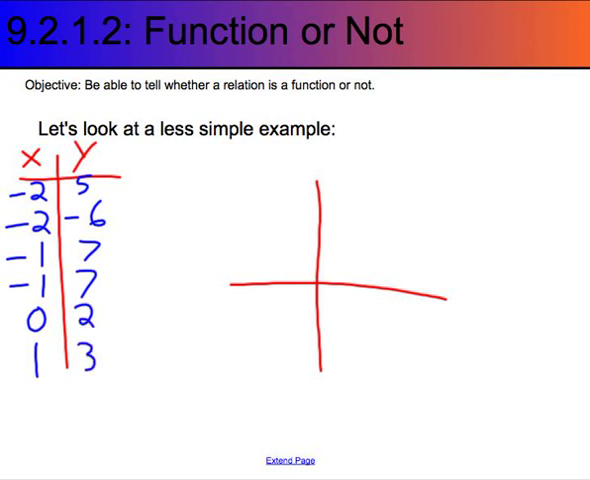All right, so let me just put some points, some coordinates on the graph that match up with this. So -2, 5, the first one, will be about right here. -2, -6 is another point that should be here. Puts me right there. I have -1, 7, which is right there. And -1, 7 is the next one, so I'll just draw a dot right on top of that again. 0, 2 is right here.